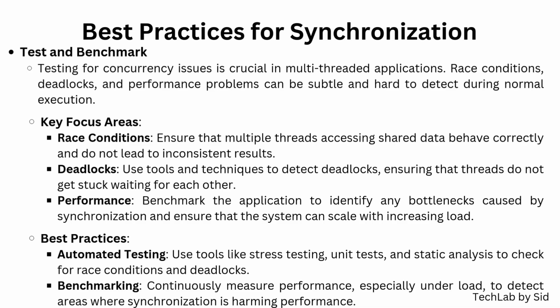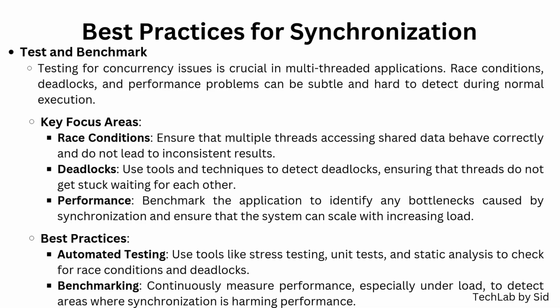Test and benchmark. Testing for concurrency issues is essential in multithreaded applications, as problems like race conditions, deadlocks, and performance issues can be difficult to detect during normal execution. To ensure your system runs smoothly, focus on testing key areas: race conditions, where multiple threads accessing shared data might lead to inconsistent results; deadlocks, where threads are stuck waiting for each other; and performance, by benchmarking to identify any synchronization bottlenecks.